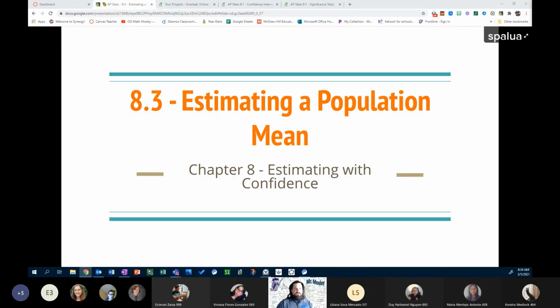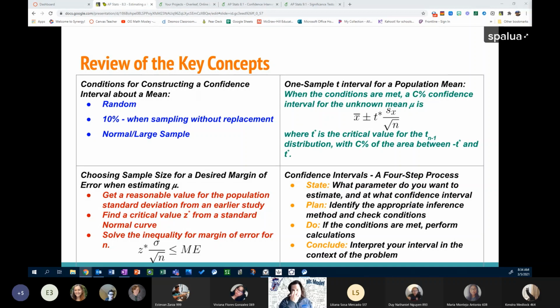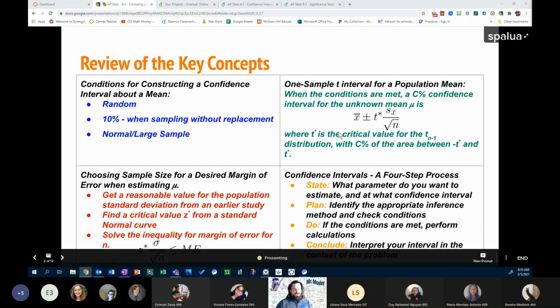All right, we are completing our study of section 8.3, estimating a population mean. And this is the last section in chapter 8, estimating with confidence. All right, here's a quick review of the key concepts that you should know, or you should at least have in your notes for section 8.3. If you have nothing else in your notes for section 8.3, you should at least have these things. All right, these are the takeaways. These are the things you should know. So we have the key concepts here.